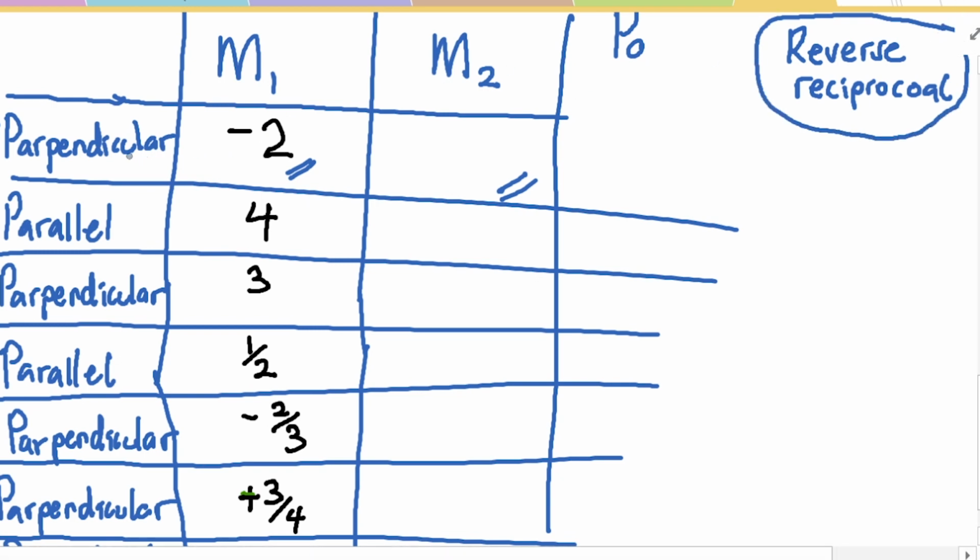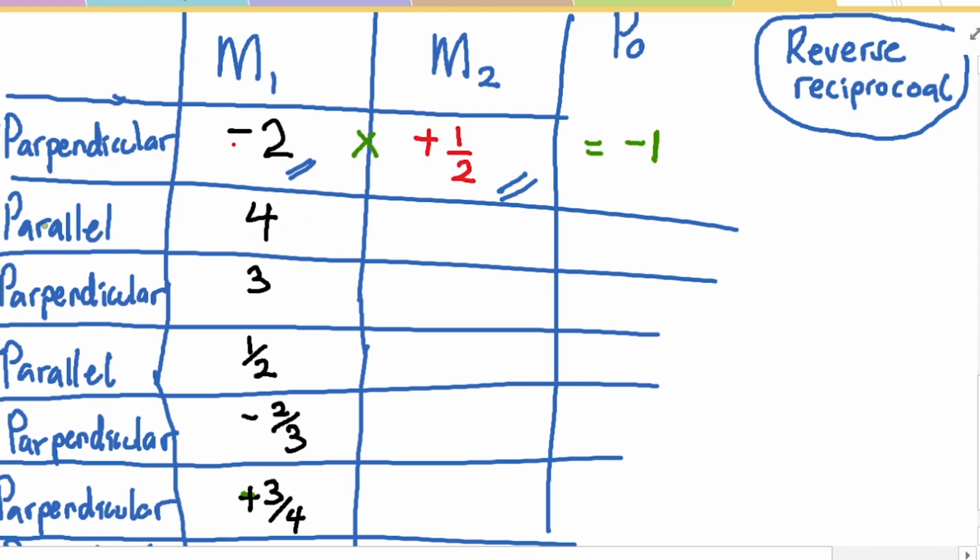For example, here, perpendicular, line M1, the gradient is -2. So what is the gradient of the second line? It is the reverse. By reverse, we mean that if this is negative, this is positive. Then reciprocal. The reciprocal of 2 is 1/2. And that is the answer. That is the gradient of the second line. Why? Because when we multiply this times that, you end up with -1, which is the law that governs perpendicular lines: when you multiply their gradients, you get -1.